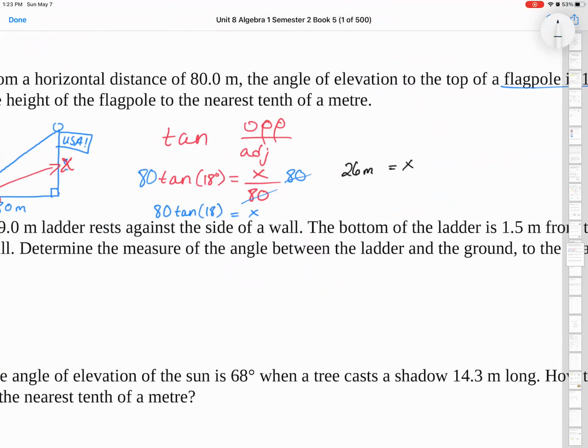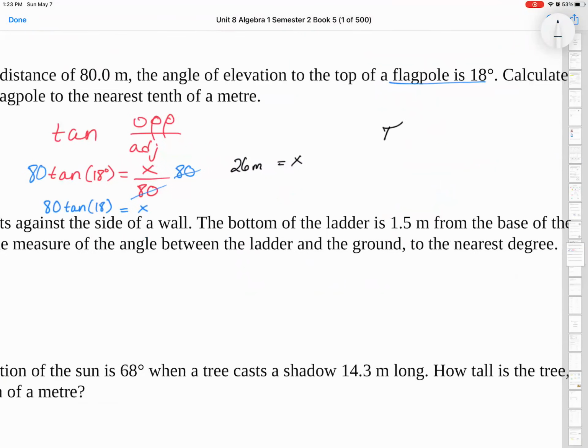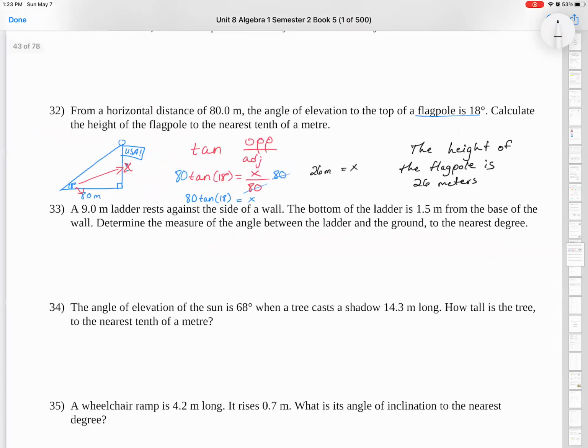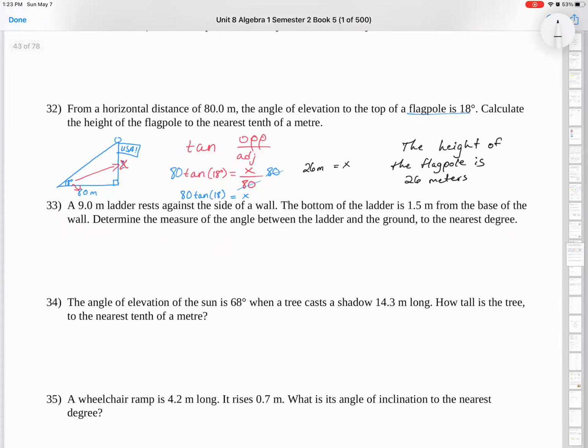Some teachers like the little sentence too, so the height of the flagpole is 26 meters. I'm just going to do it for this first one, but some teachers really want that. Okay. Now, the second question, or number 33.